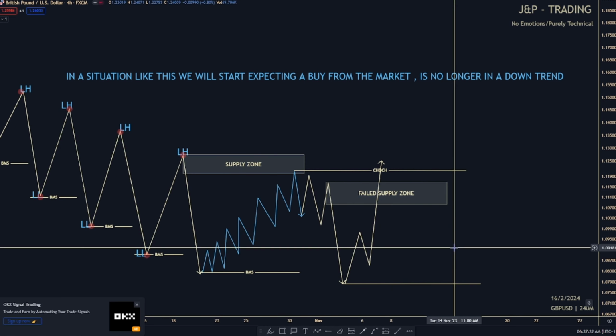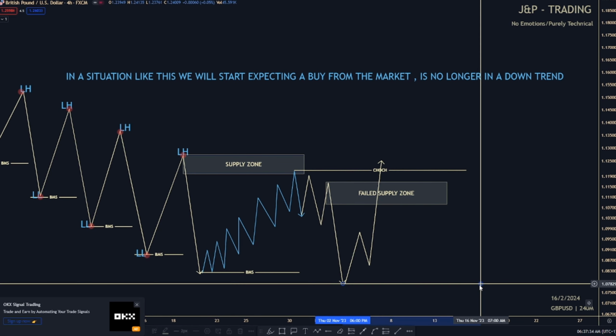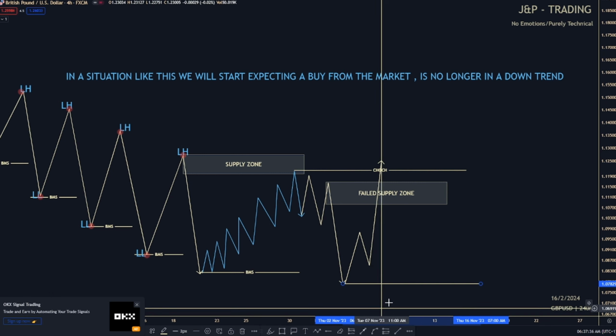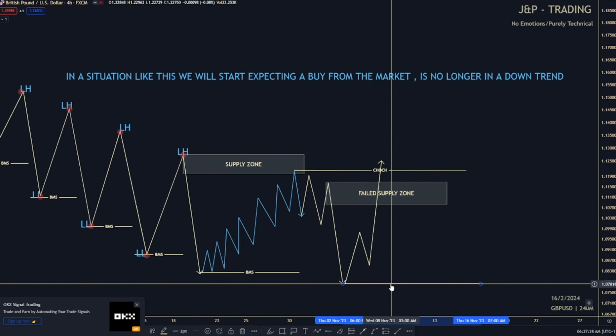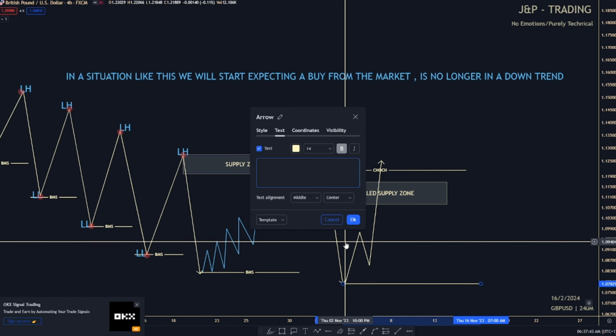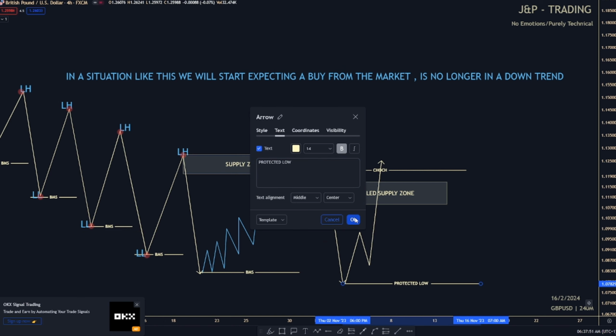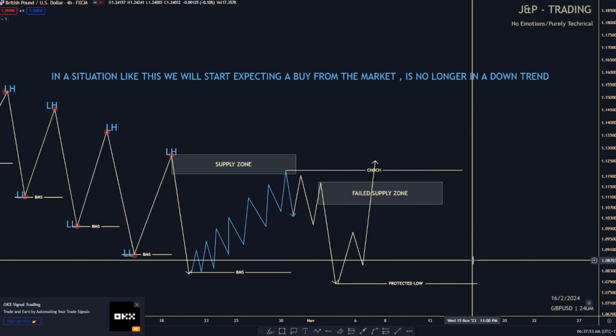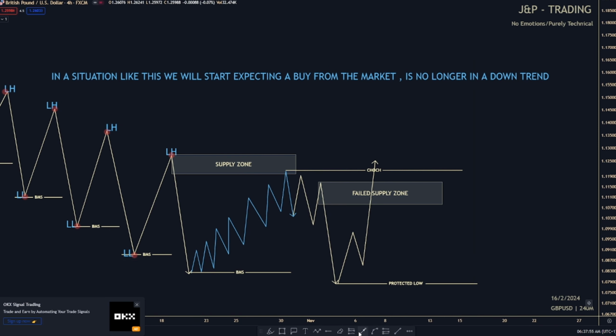You are expecting that the market will continue to be going what? Upwards. Now we are no longer in a seller's market, we are now in a buyer's market. Now you can expect this low to be your range what? Low. And the high, the one that caused that break, to be your range what? High. That will be the current range you will be trading now in the market.